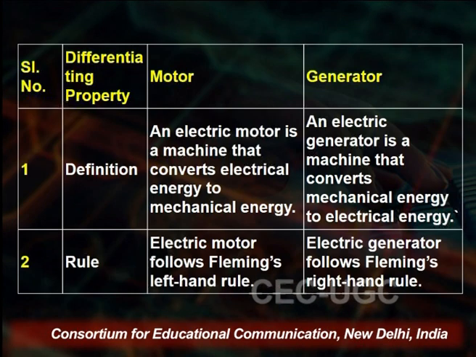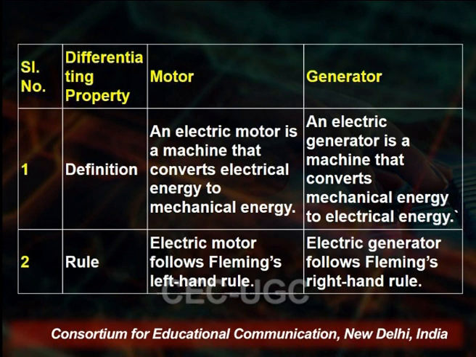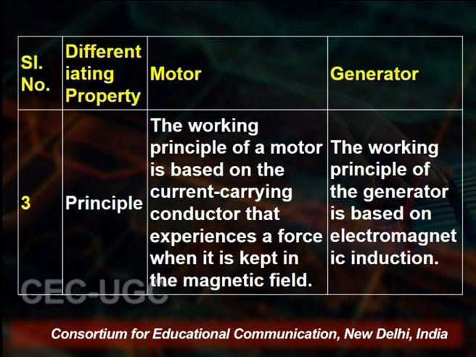What is the difference? First, an electric motor is a machine that converts electrical energy to mechanical energy, while the generator converts mechanical energy into electrical energy. What is the rule? Electric motors follow Fleming's left hand rule, while the electric generator follows Fleming's right hand rule.